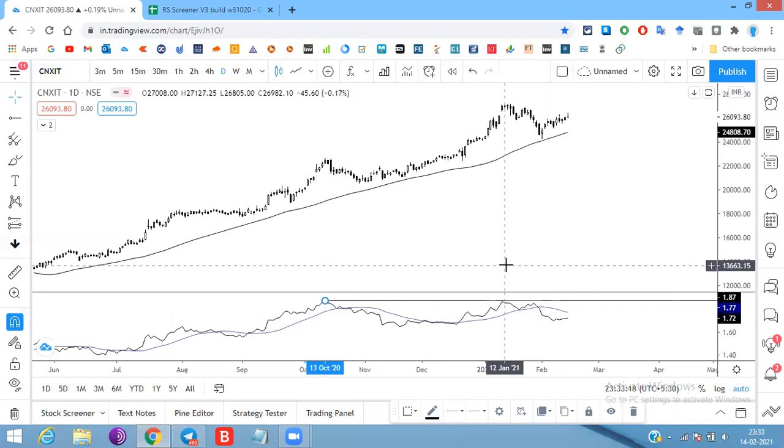Still, I am pretty bullish in Nifty IT. I have a good position. That's my own bias speaking. But I have positions in Nifty IT. That's why I'm pretty bullish in it.